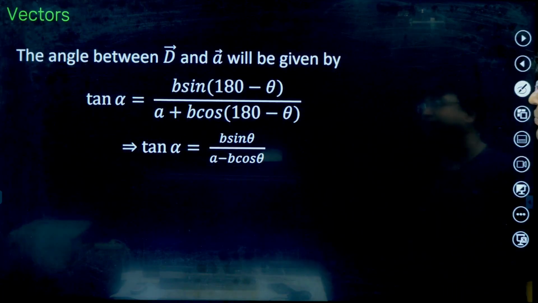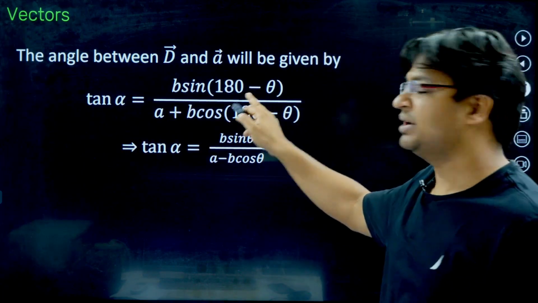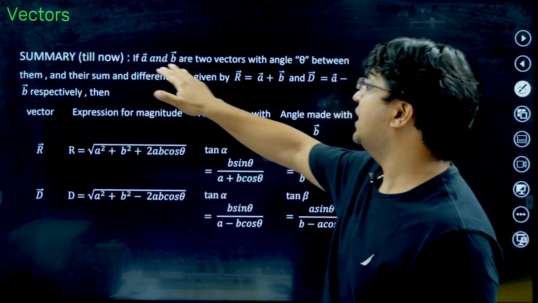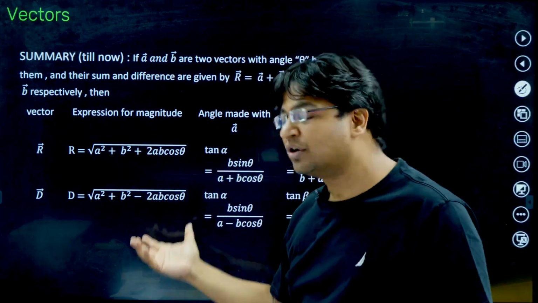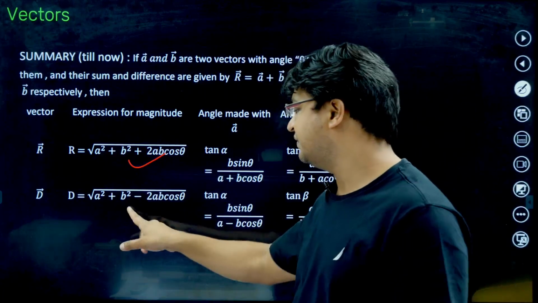And again the same thing will happen here when you are trying to find tan alpha, use 180 minus theta, same thing guys. So the summary is this: if we are trying to add two vectors and they have angle theta between them, then the magnitude of resultant will be given by this formula, whereas the magnitude of difference will be given by this formula.